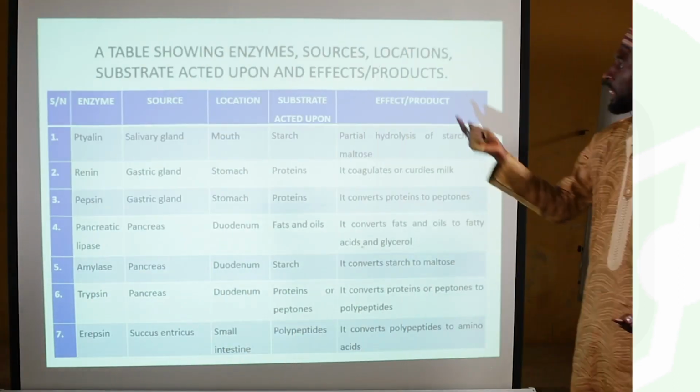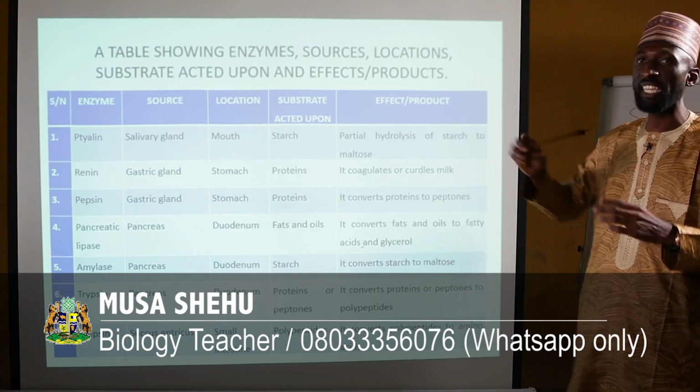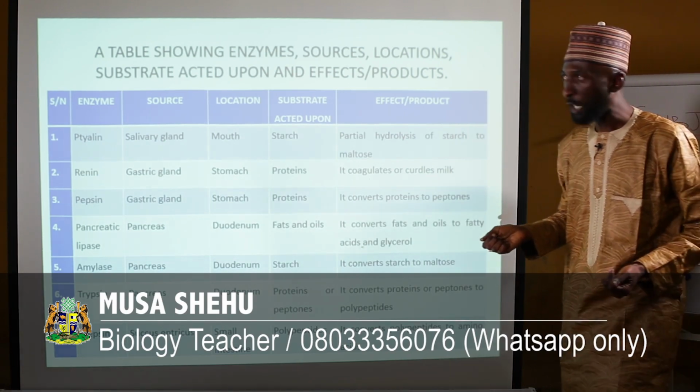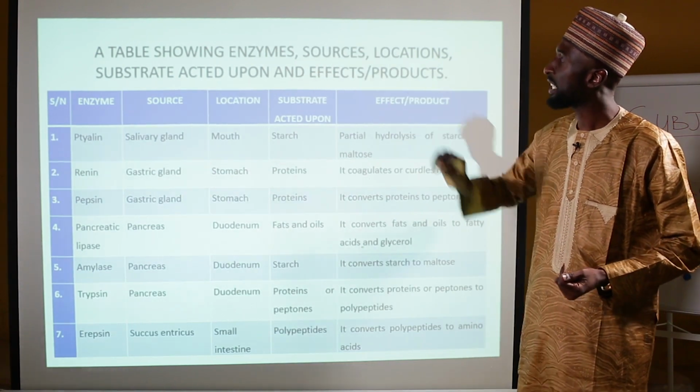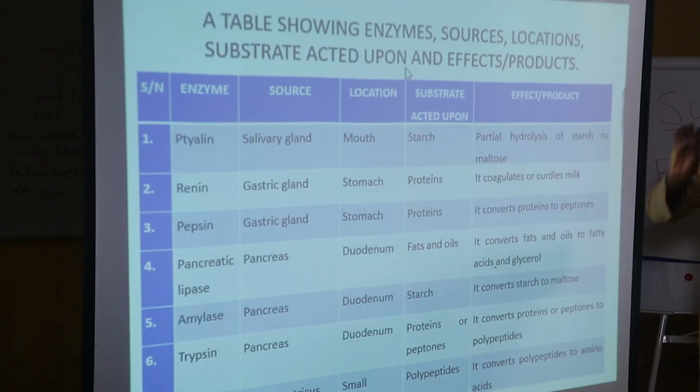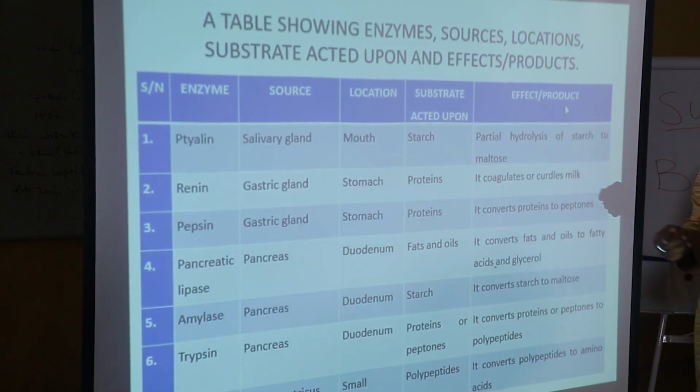Now, I have a simple table that summarizes some of these enzymes. This table, as you can see, shows various enzymes, their sources, their locations, the substrate they act upon, and their effects or their products.